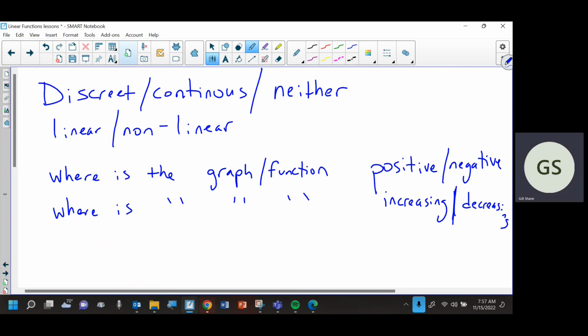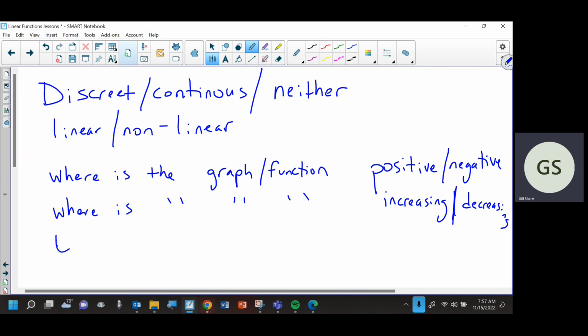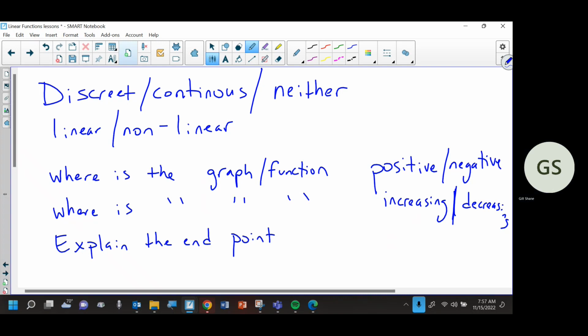Increasing, decreasing. And then again, I'm repeating all of that. Oh, actually, no, this one is different. And then we have to repeat, explain the endpoint behavior. Yeah, exactly. That was evident on the quiz. Explain the endpoint behavior.